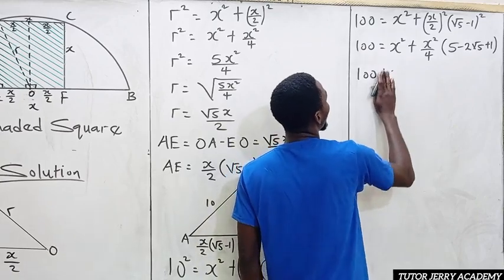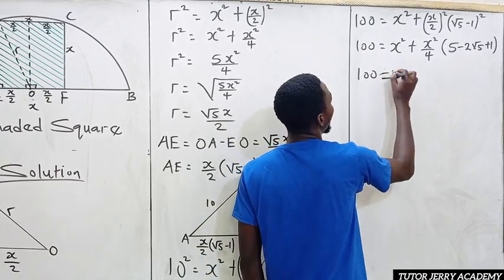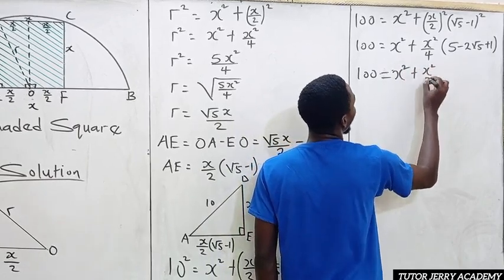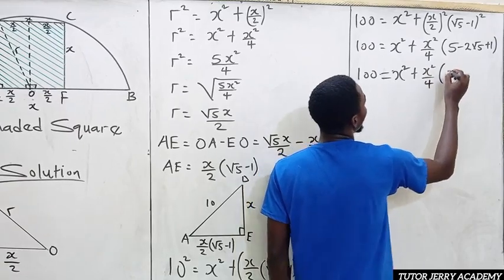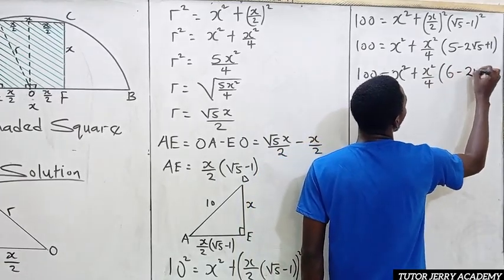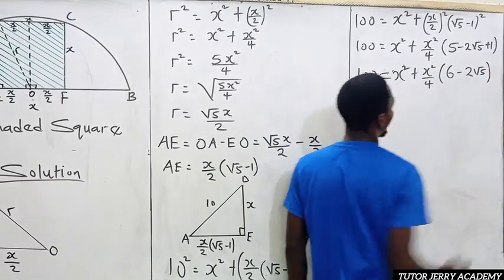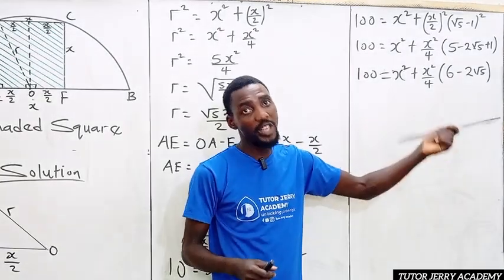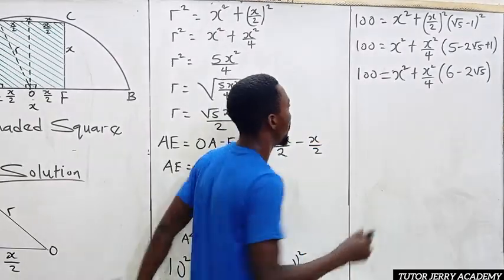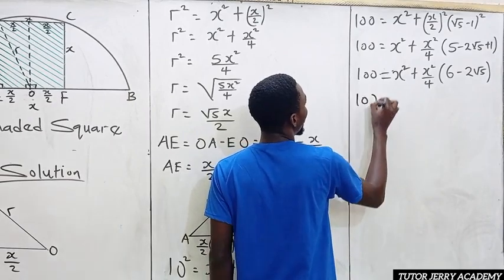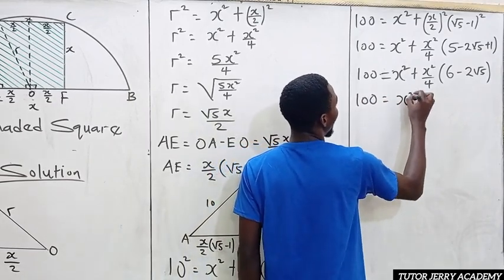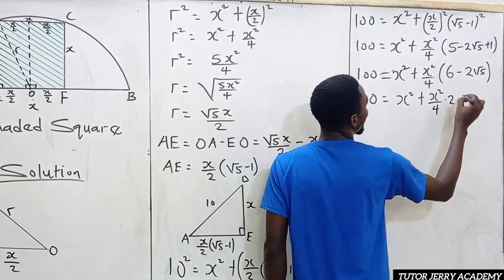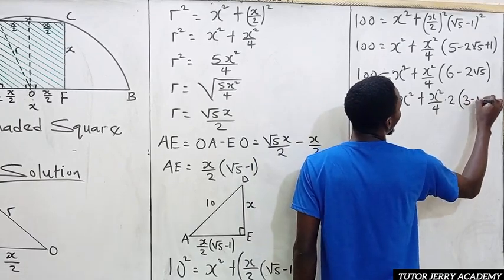Plus, 100 will be equals to s squared plus s squared all over 4 into what? 6 minus what? 2 root 5. Correct. Now, we know that this is 6, this is 2. We know that 2 is what? Common. We can factor out 2. Alright. So it's going to be 100 will be equals to what? S squared plus s squared all over 4 multiplied by 2 into 3 minus what?